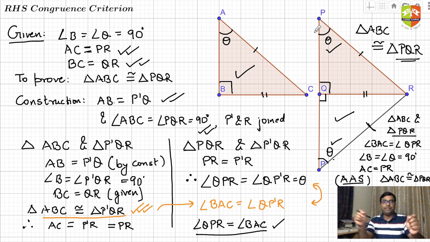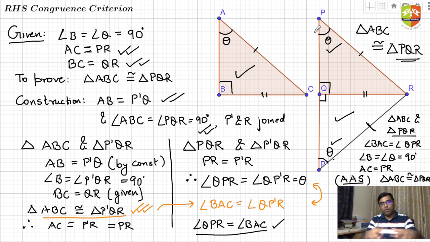The moment A became equal to P, another angle B is equal to Q anyways given. And you take AC is equal to PR. So by AAS, the two triangles are congruent. And that's it. That's how we achieved this congruence criterion, right?